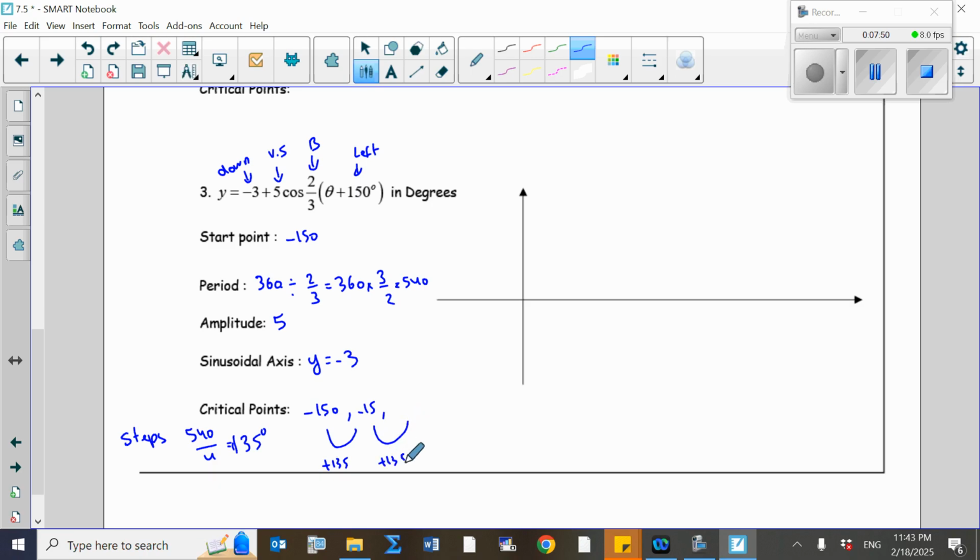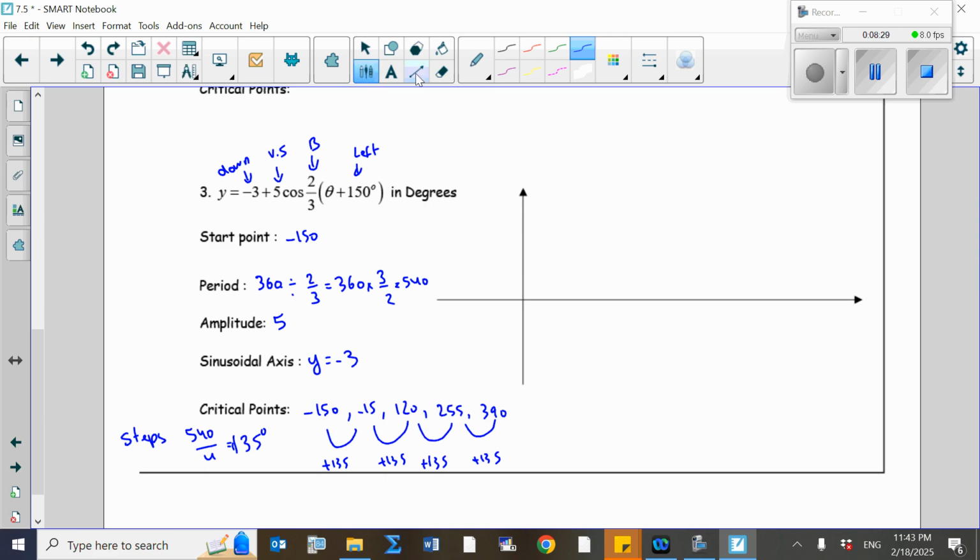Add 135 to get the next one. So negative 15 plus 135 will be 120. Again, to find the next one, add 135. That's 255. And add another 135. That's going to be 390. And we have 1, 2, 3, 4, 5 critical points. This is enough for one cycle.